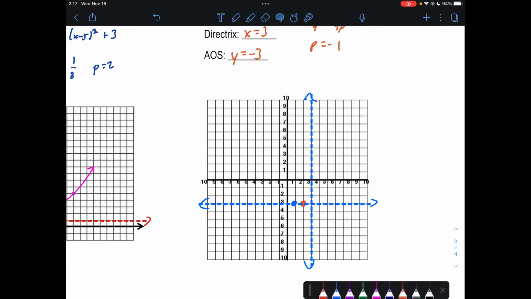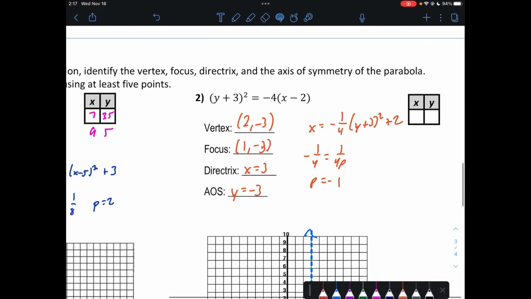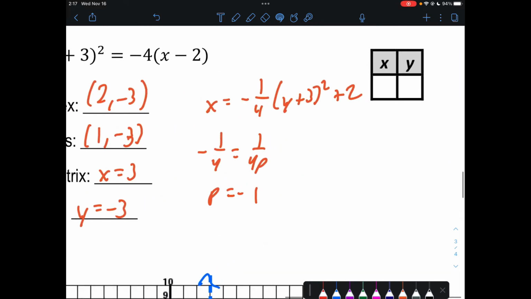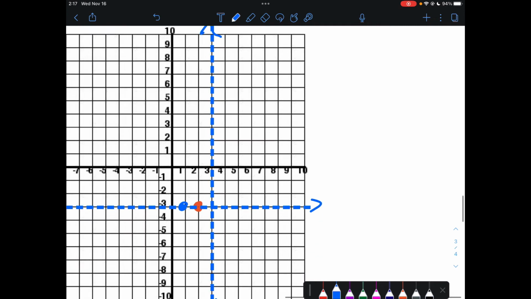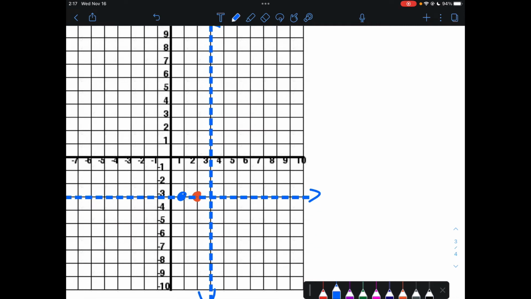Okay, and then let's get some more points. So we're going to put y values in and get x values back. How about y equals negative 1? So that'd be 2 squared, which is 4, divided by negative 4 is negative 1, plus 2 is 1. So 1, negative 1. This also means 1, negative 5.